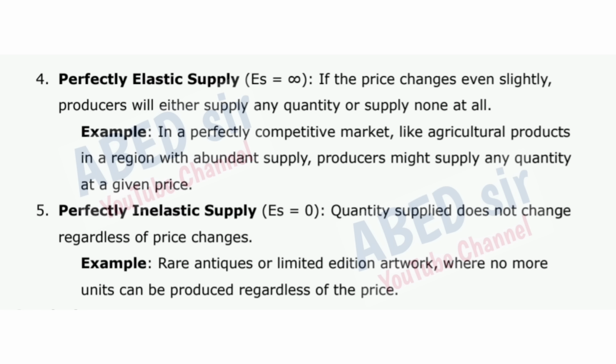5. Perfectly inelastic supply is equal to 0. Quantity supplied does not change regardless of price changes. Example, rare antiques or limited edition artwork, where no more units can be produced regardless of the price.